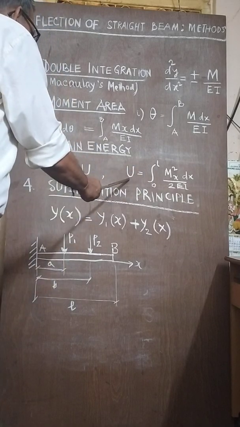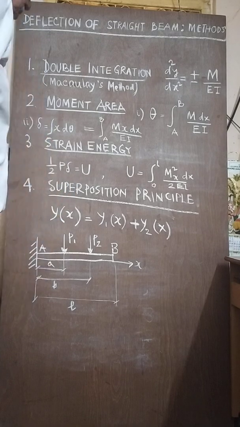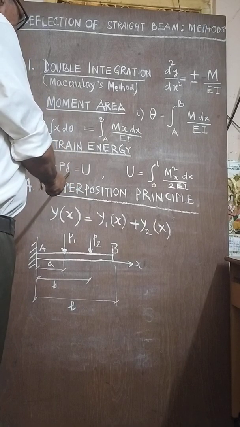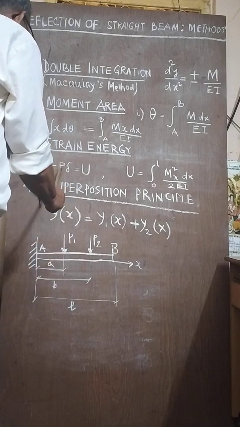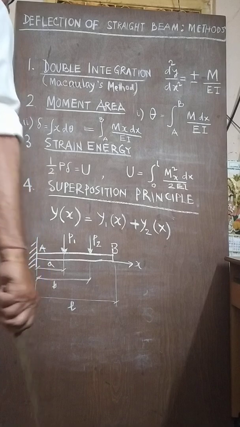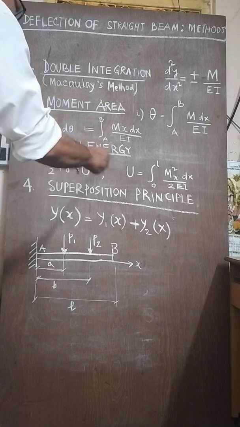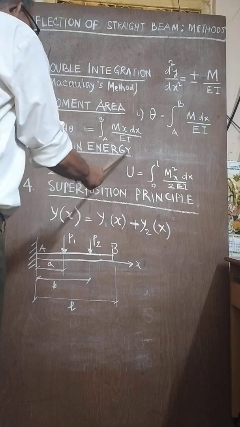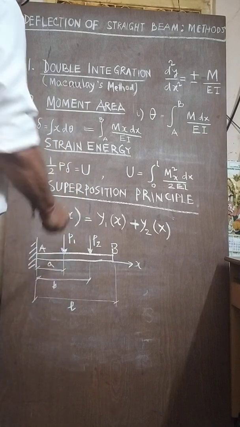And this strain energy is equal to half P delta, which equals U. P is the load applied there. So if you know P, you can find delta. We can find delta from this equation. This is a very useful strain energy equation when multiple loading is there. When instead of P there are P1, P2, P3, then we have to differentiate this. In fact, delta is nothing but the differentiation dU/dP. So that is a very useful method of finding the deflection of the beam.